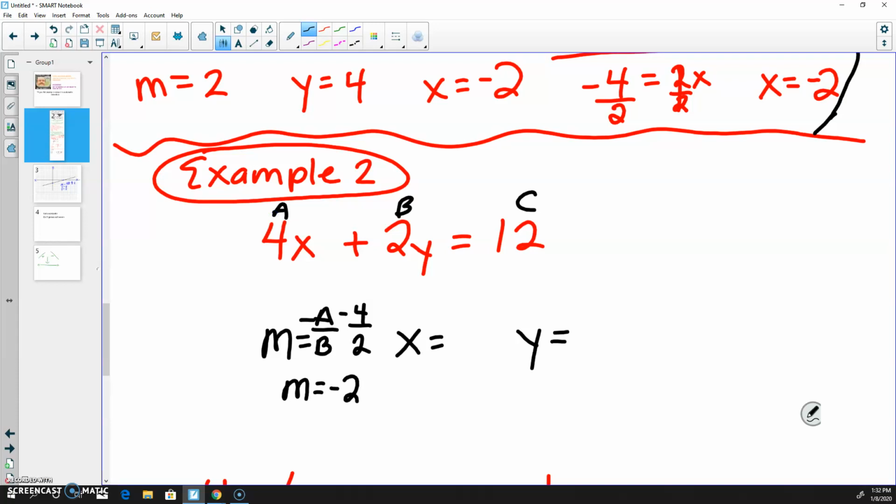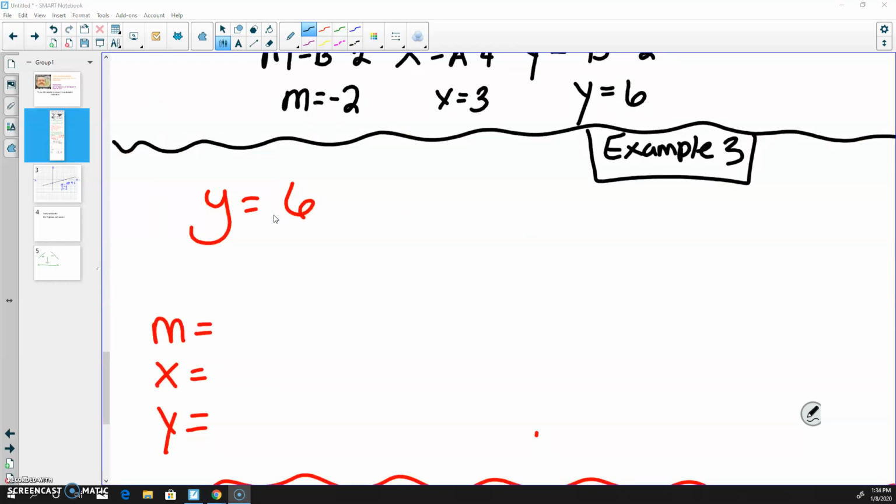Negative 2. For my x, I do C divided by A. My C is what? And my A is what? 12 divided by 4 is? And to find y, I do C divided by B. My C is 12. My B is? 12 divided by 2 is? 6. So that's how you got my 3 answers with standard form. This says y is 6. So that's really easy. I know my y.